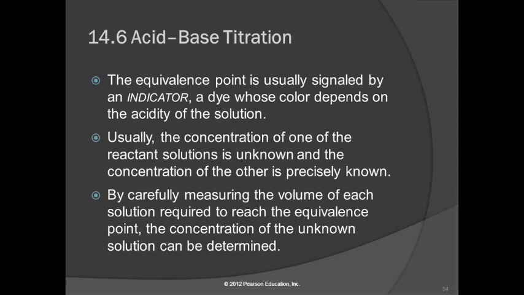So we use an indicator, which is a type of dye whose color depends on the acidity of the solution. Phenolphthalein is a very common one. It's clear, colorless, in acidic solution, and it turns fuchsia in basic solution. And so we can use that to tell us when we've added enough sodium hydroxide. Usually we have one concentration that we know precisely and the other one that is unknown. And by measuring the volume of each, we can figure out what the unknown concentration is using solution stoichiometry.